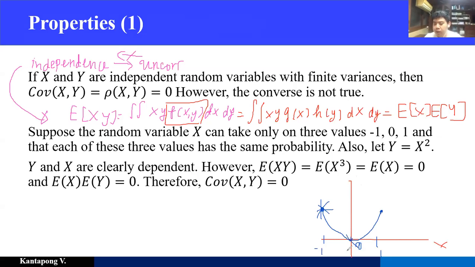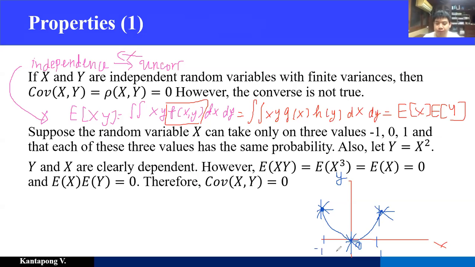So it's gonna be this value and this value. So they are not independent, because they have a relationship like the parabola.